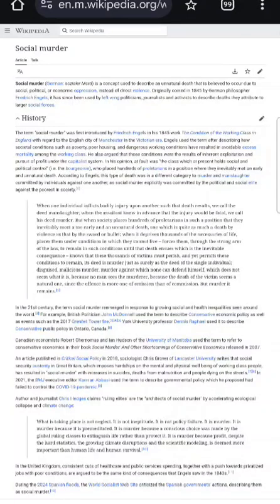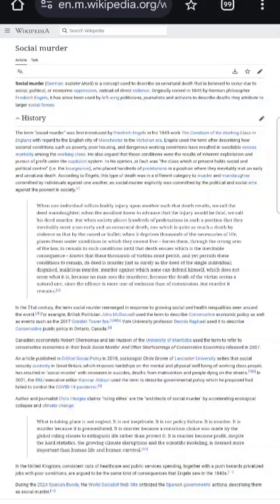The history of it. The term social murder was first introduced by Friedrich Engels in his 1845 work, The Condition of the Working Class in England, with regard to the English city of Manchester in the Victorian era. Engels used the term after describing how societal conditions such as poverty, poor housing, and dangerous working conditions have resulted in avoidable excess mortality among the working class. He also argued those conditions were the results of inherent exploitation and pursuit of profit under the capitalist system.